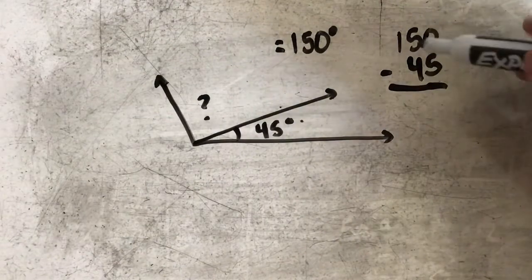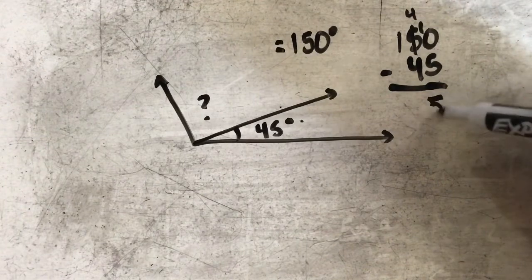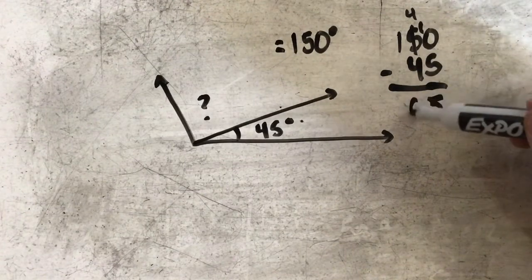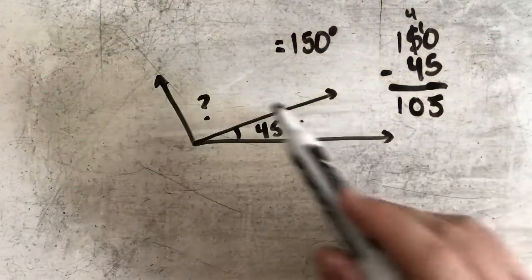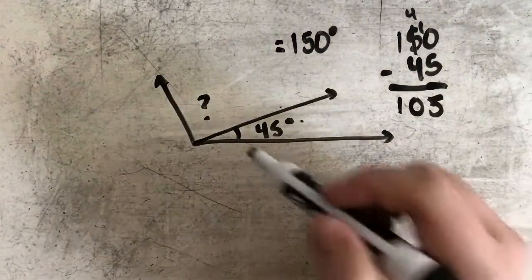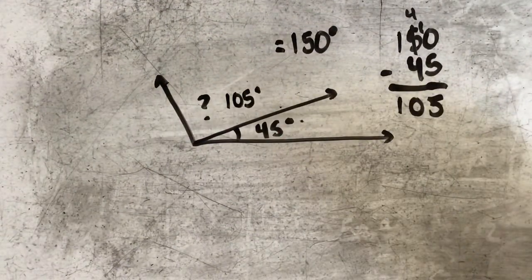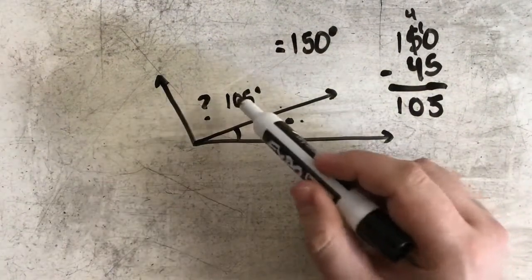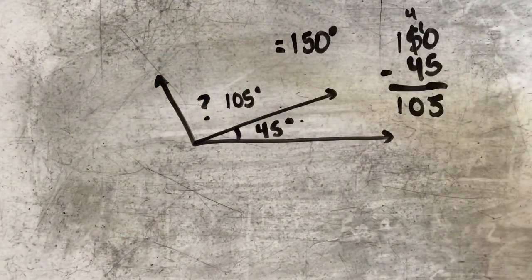0 minus 5 you cannot do, so I'm going to regroup. 10 minus 5 would leave me with 5. 4 minus 4 would leave me with 0. And 1 minus 0 would leave me with 1. So the missing angle that I have here must be equal to 105 degrees. And therefore those two angles would give me the total of the entire angle, which is 150 degrees.